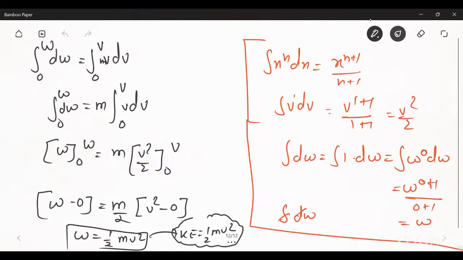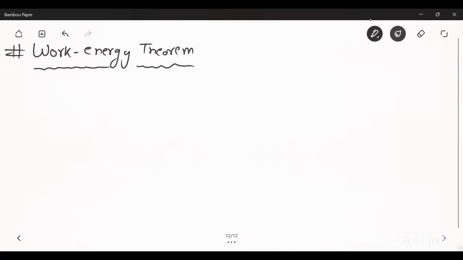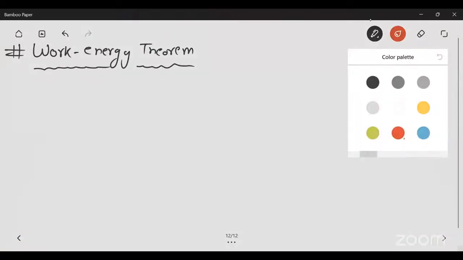Now come to the most important topic of that chapter, which is the work energy theorem. That is very important from your exam point of view, its proof and its statement. So that is a very important topic.